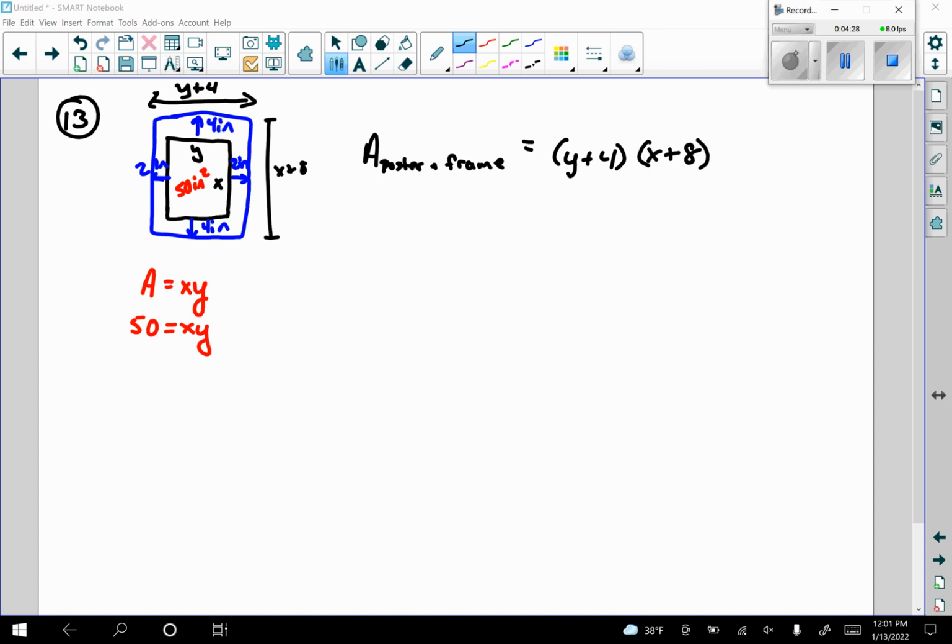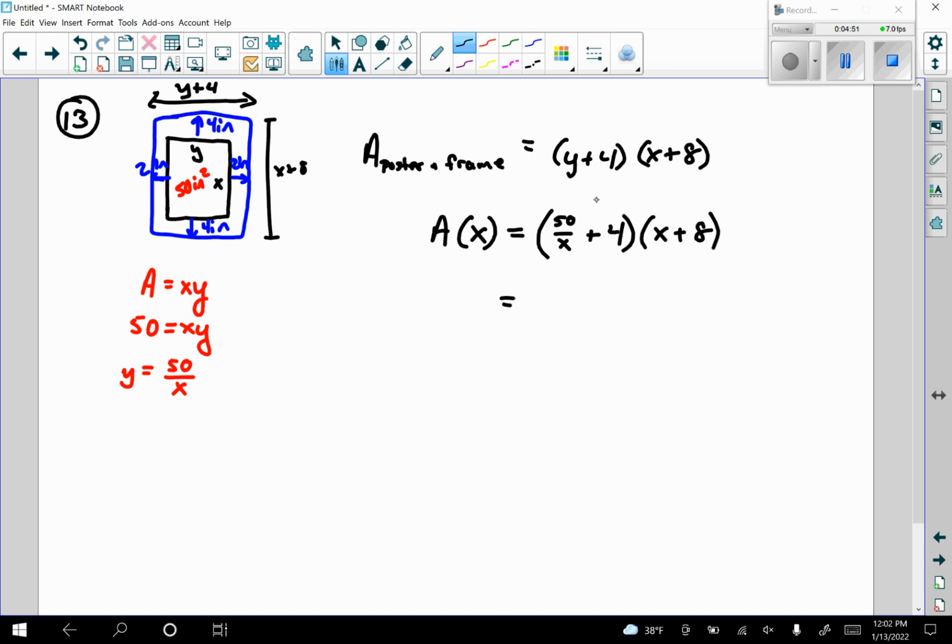So just like with all of our other problems, we want to get this all in terms of one variable. So now we're going to go back to our helping equation. We'll solve it for y. So y would just equal 50 over x, and that's what we'll substitute in here. So now we could say we have our area in terms of x only, which will become 50 over x plus 4 times x plus 8.